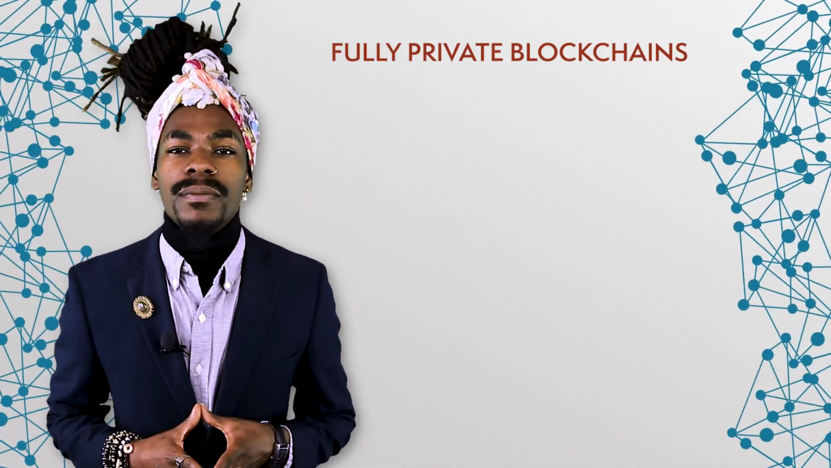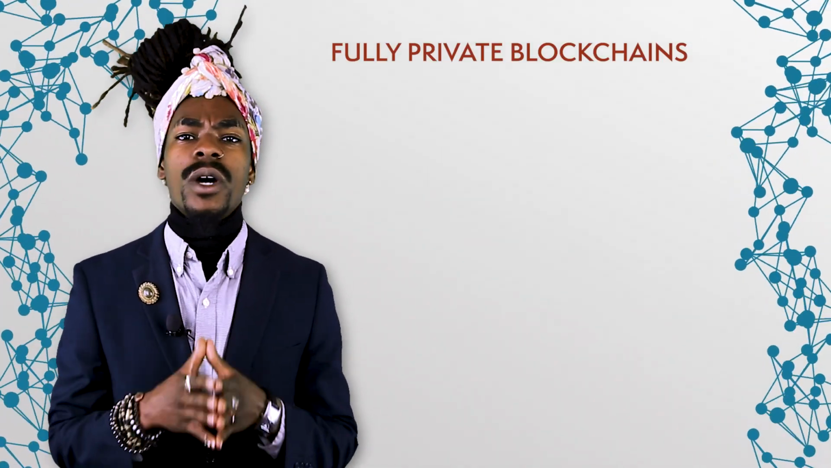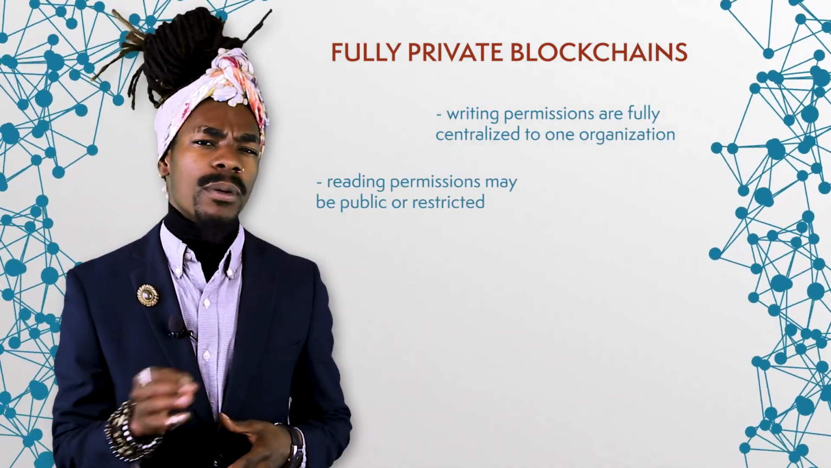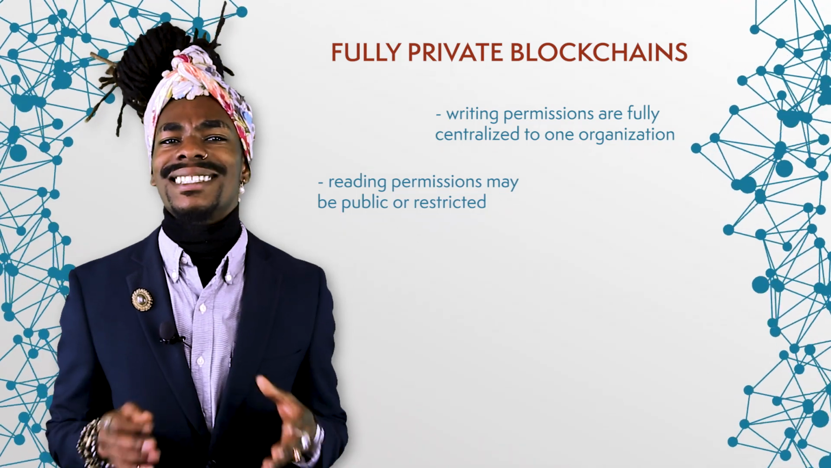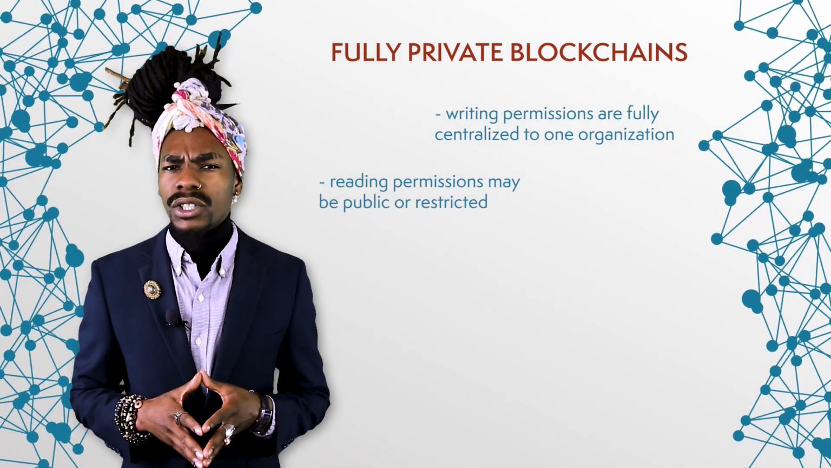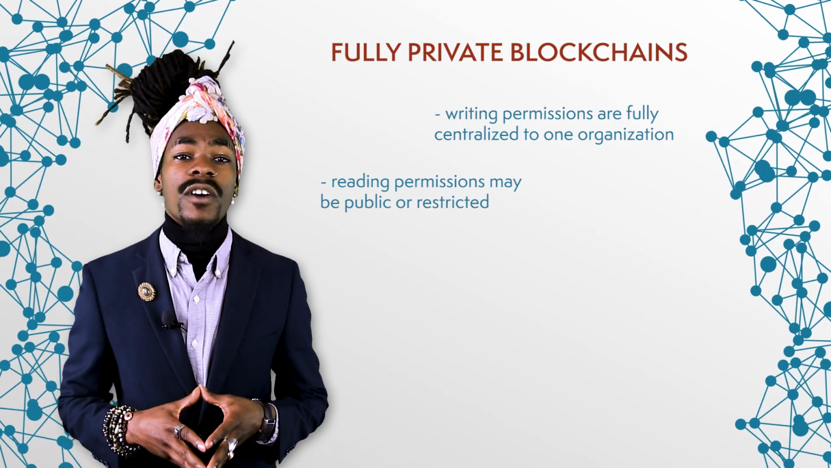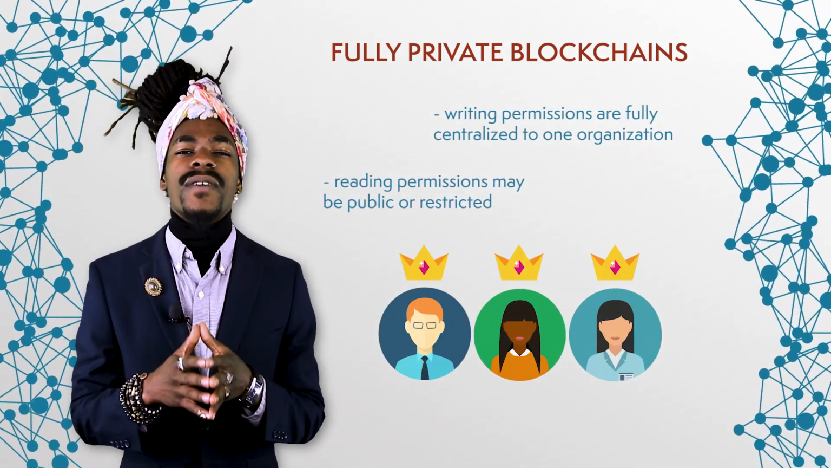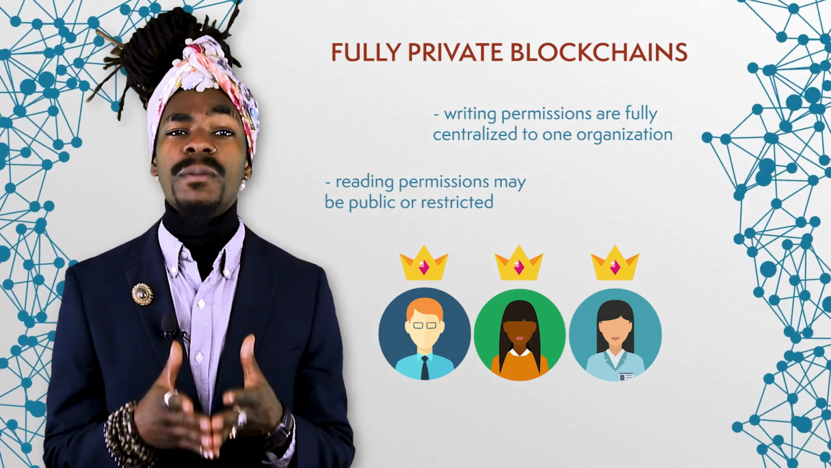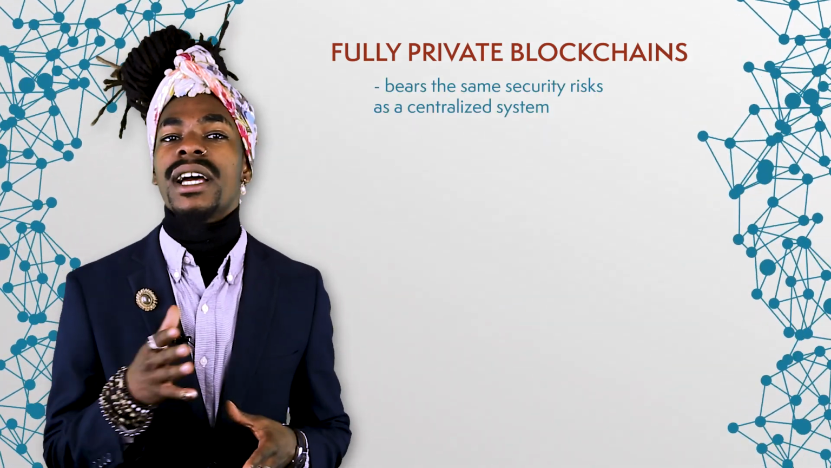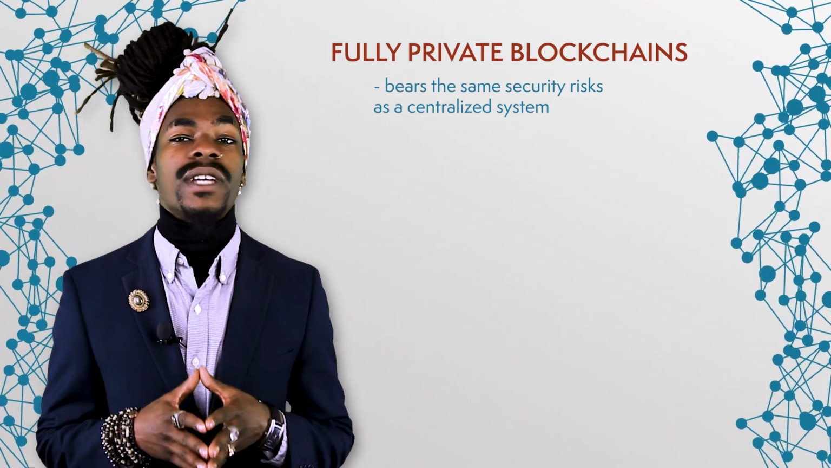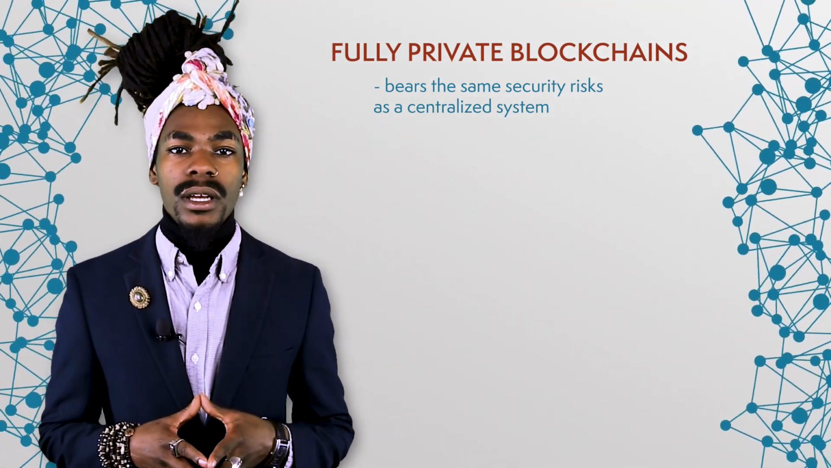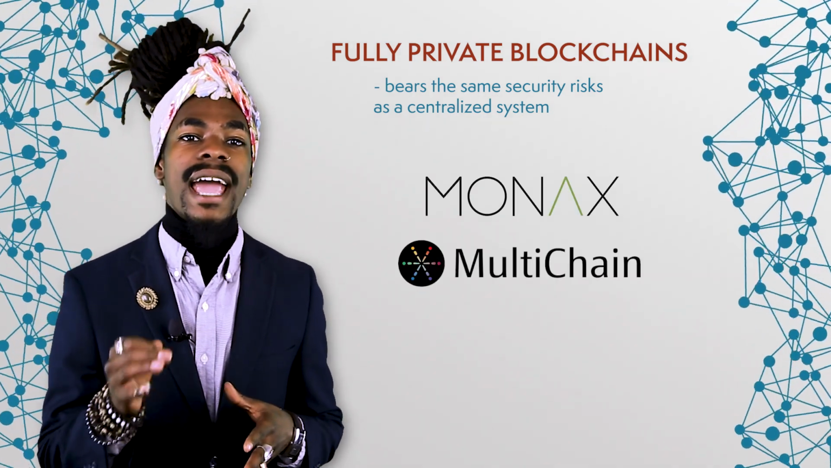Fully private blockchains. A fully private blockchain is one where the writing permissions are fully centralized to one organization. Reading permissions may be public or restricted as decided by the developer. Private blockchains are a way of taking advantage of blockchain technology by setting up groups and participants who can verify transactions internally. This bears the same security risk as a centralized system, but can be useful in terms of scalability or compliance, for example, with data privacy regulations. Examples include Monax and MultiChain.